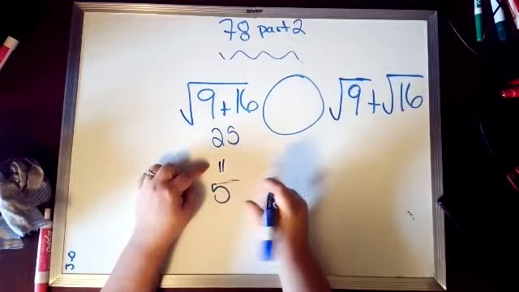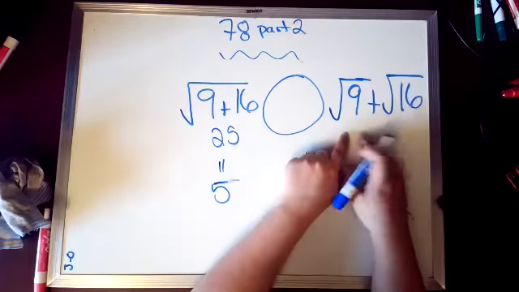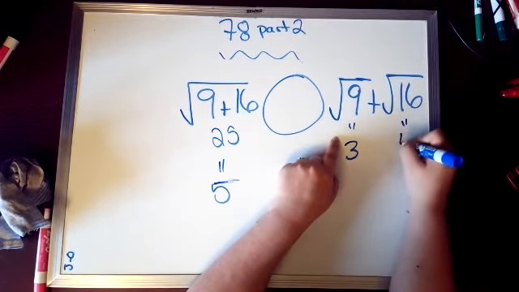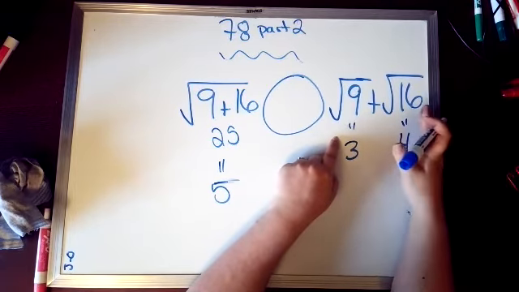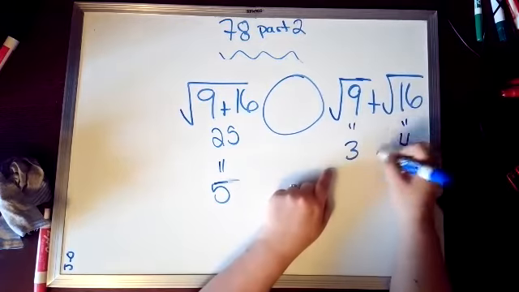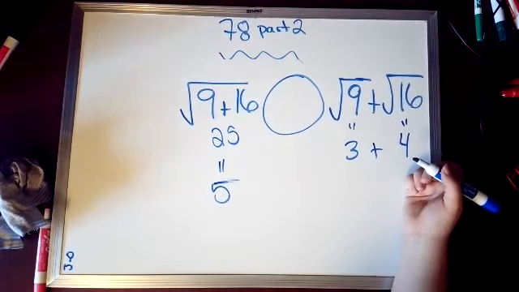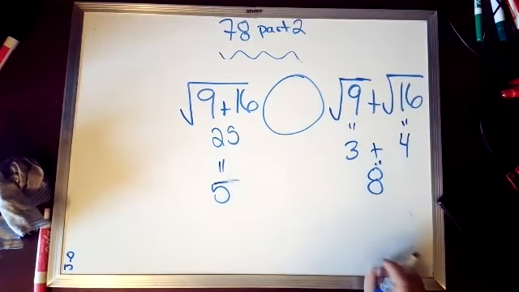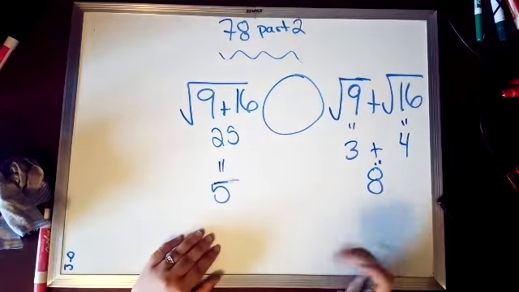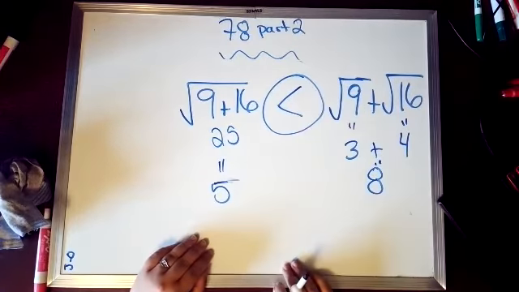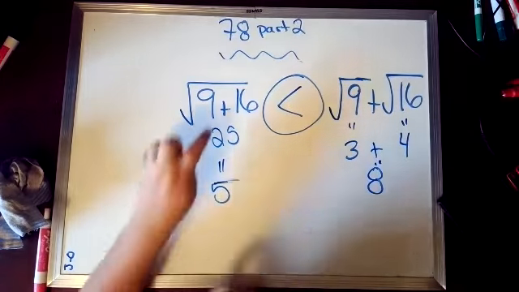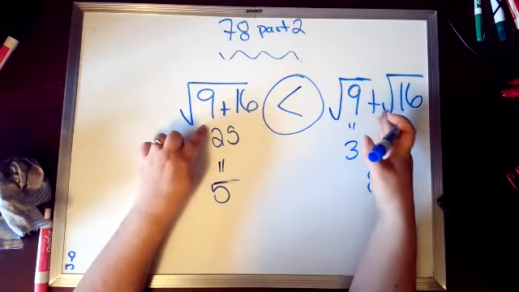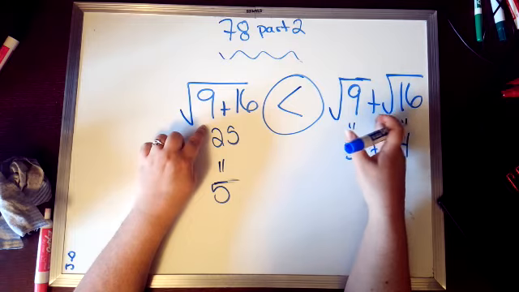Okay, and then we would come over here and we go, okay, the square root of 9 is 3, and the square root of 16 is 4, because 4 times 4 equals 16, and 3 times 3 equals 9. We'd then add 3 and 4 together, and we'd get 7. Okay, and then we compare. Now I can see that this one is clearly bigger. So the trick is, if they're both under the same square root, you add first. If they're under separate square roots, you add second. You have to find the square roots first.